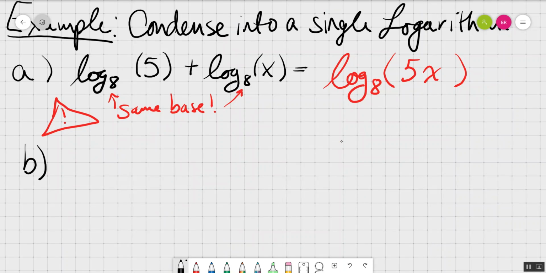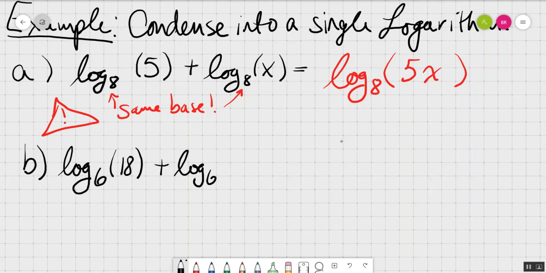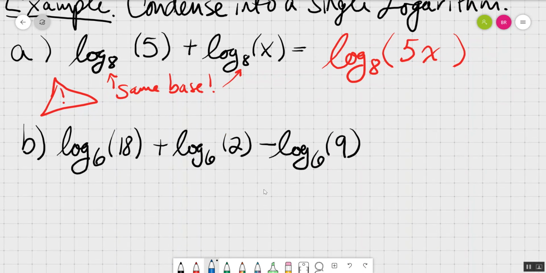Let's do another one. Let's say I have the log base 6 of 18 plus the log base 6 of 2 minus the log base 6 of 9. All right, we're going to have to be careful. They're all log base 6, which means we can write this as a single logarithm. We have to be careful because one of them is a minus, which means one of them is going to end up in the denominator, and it's only the one that's a negative.